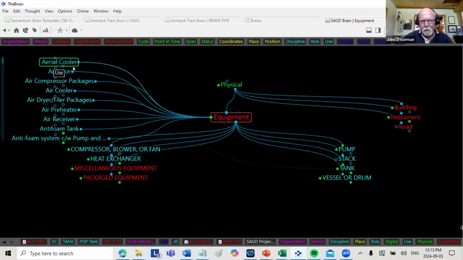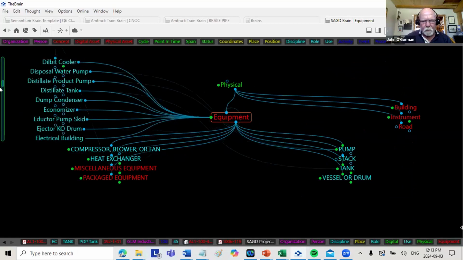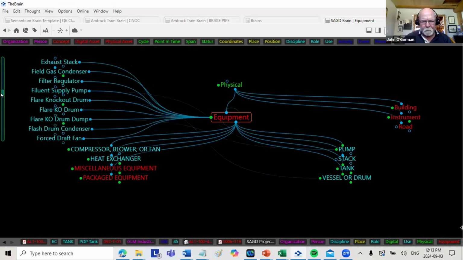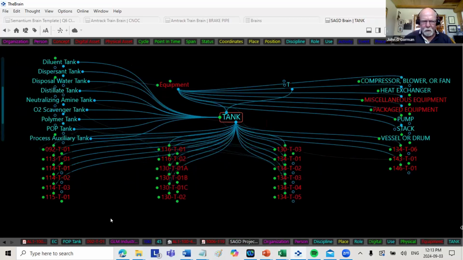The equipment also, as a category, is a concept, but it also has these sort of subcategories of functions, including everything from aerial coolers. These are all of the equipment functions listed on the left. So let's go to one function called tank. And I've got this, which is kind of a cookies thing that comes in quite handy.